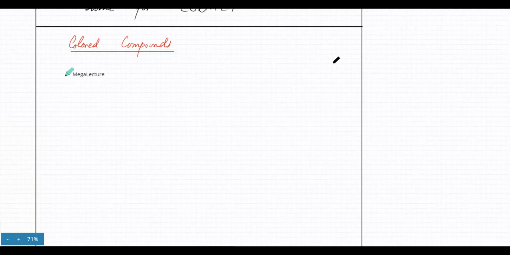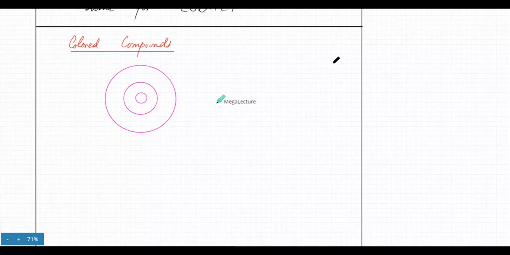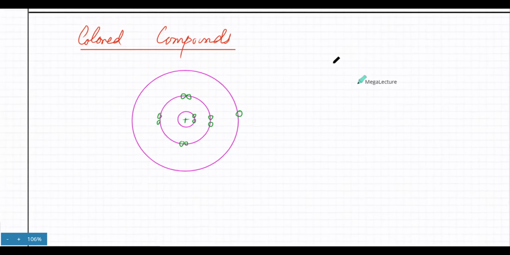The first thing is about what colors are, and I'm going to draw the atom of sodium first. So these are the three shells of sodium. There's a positive nucleus in the center. There are two electrons over here, 8 electrons in the second shell, and 1 electron in the outermost shell. So I'm just giving an example of sodium.